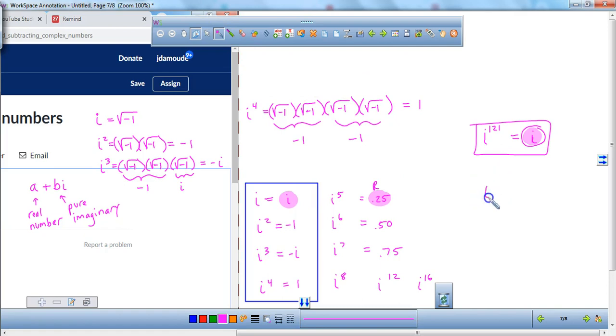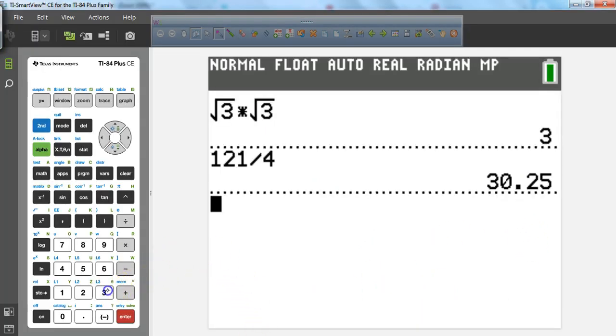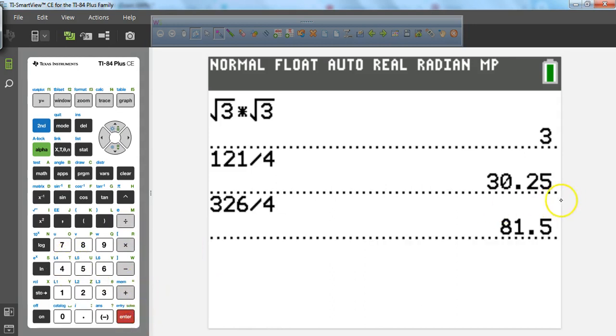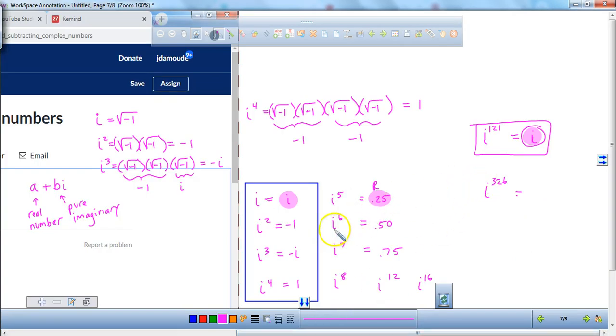Now, let's just do one more to make sure. Let's just do a random one, say 326, just for fun. So if I say 326 divided by 4, press enter. Ooh, what do we have as a remainder here? 0.5. Let's take a look at this. Which one is 0.5? 0.5 is this one right here. So i to the power of 326 will equal -1.